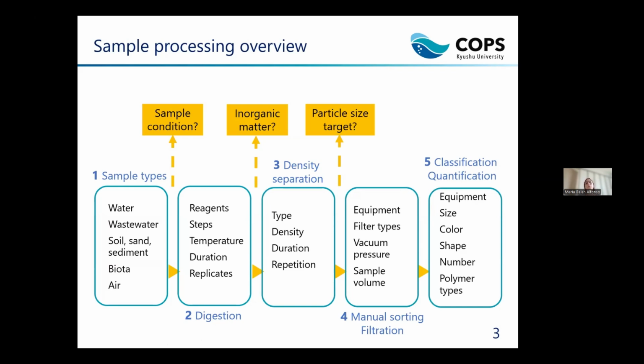So after you decide your particle size target, you will choose the equipment, the filter types, the vacuum pressure, and the sample volume you will use for the manual sorting and the filtration process. And finally, we will finish with the classification and quantification, where you can also address what kind of equipment you need, and you will characterize your particles by size, color, shape, number, and polymer types.